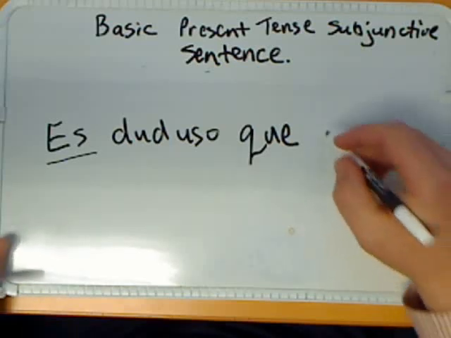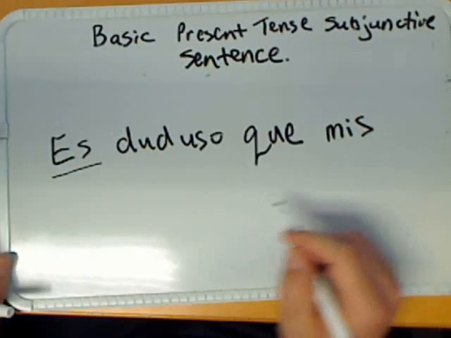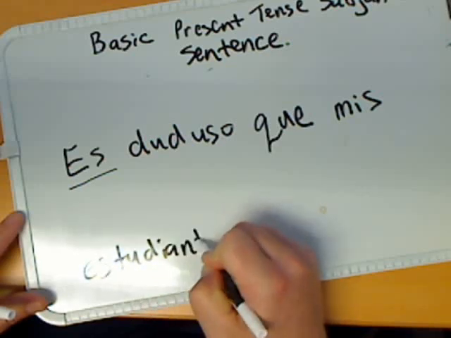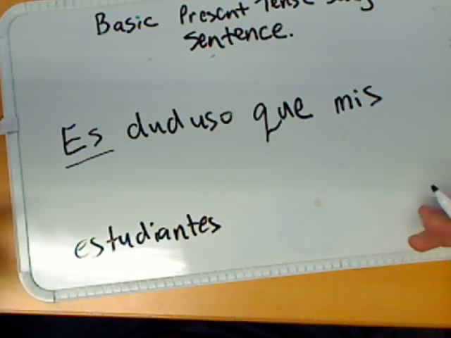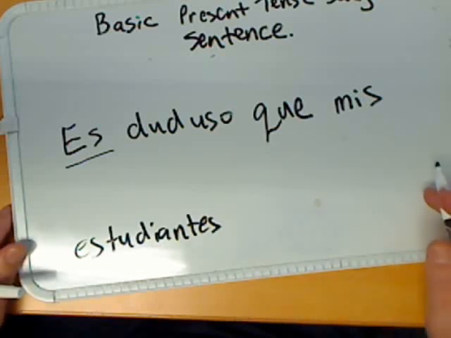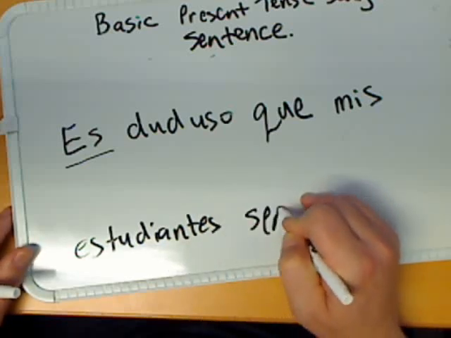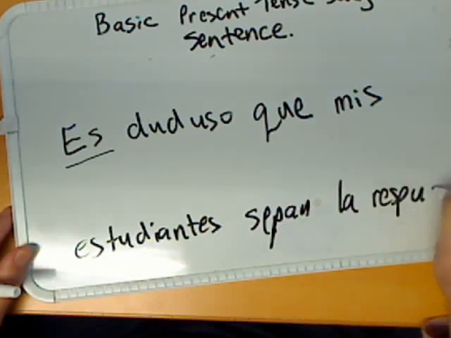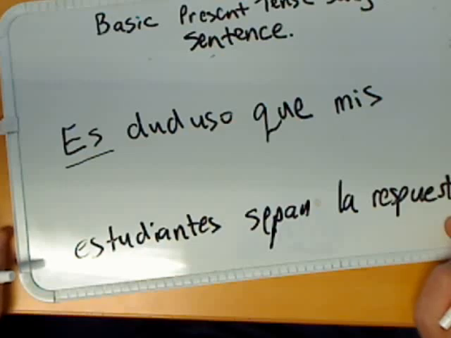In this case, let's put subject number 2 as my students. Es dudoso que mis estudiantes, and then you will have verb 2, saber, for example, conjugated into the present tense subjunctive: que mis estudiantes sepan la respuesta. It is doubtful that my students know the answer.